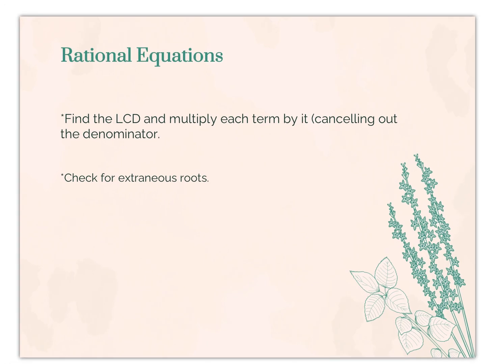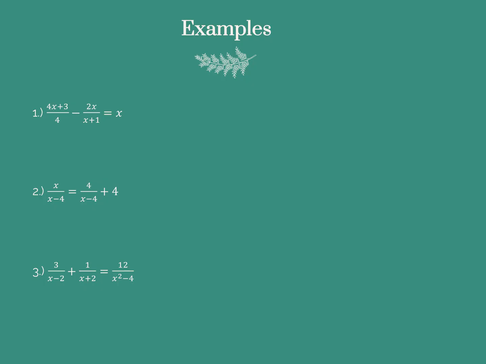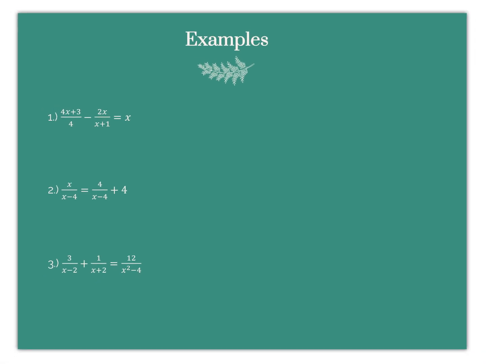So again, for rational equations, we've done this already. We find the LCD, we multiply all the terms by the LCD, which the goal is to cancel out the denominator, and then we solve. And once we solve, again, because there's going to be a variable in the denominator, we always want to check for extraneous solutions. So again, we come over to here and we start working this out.